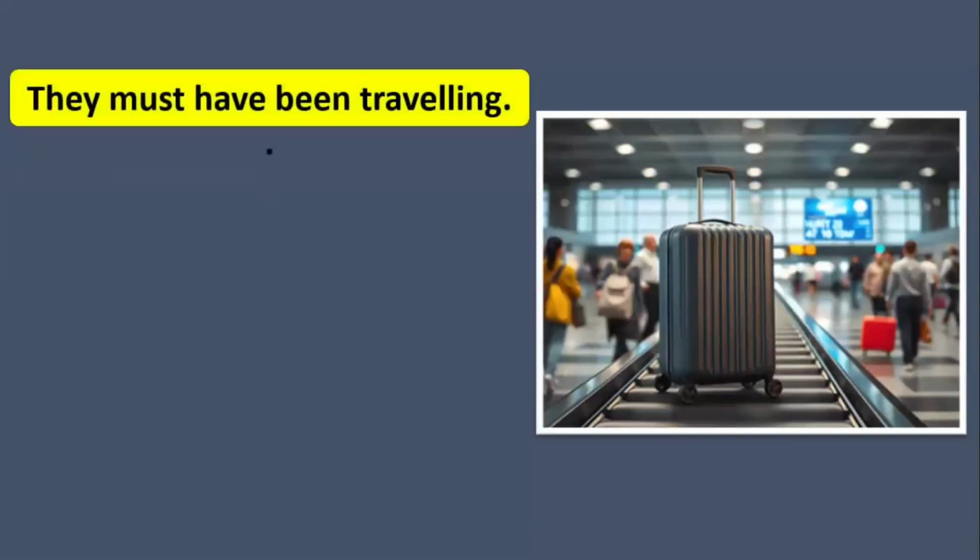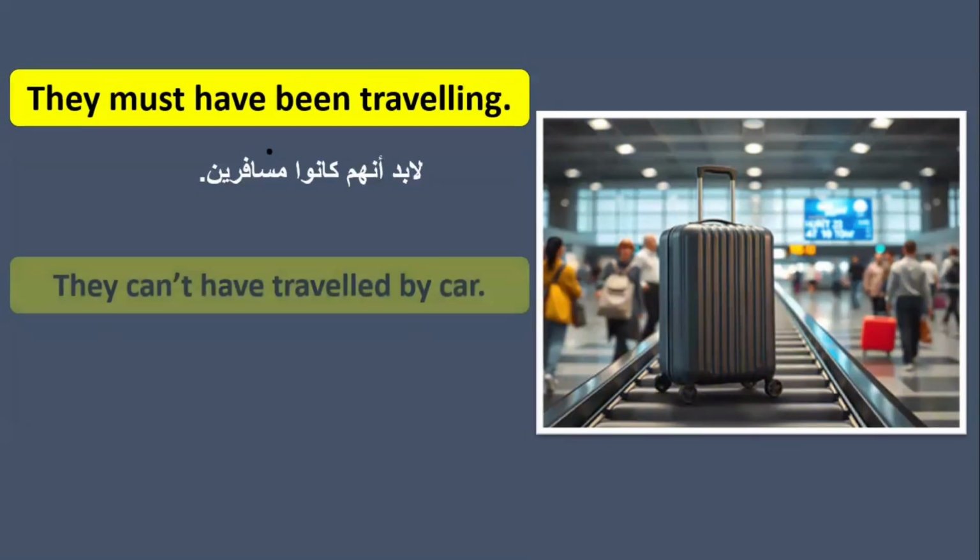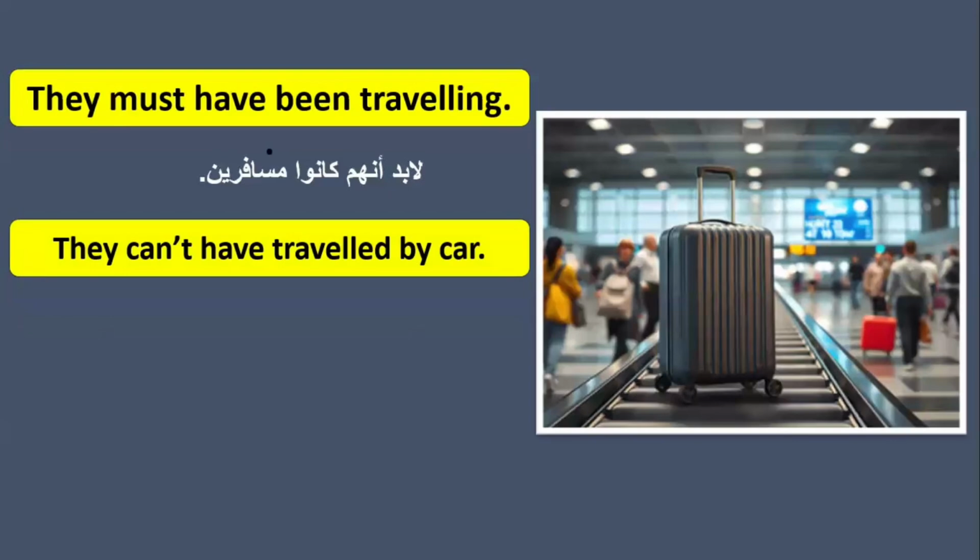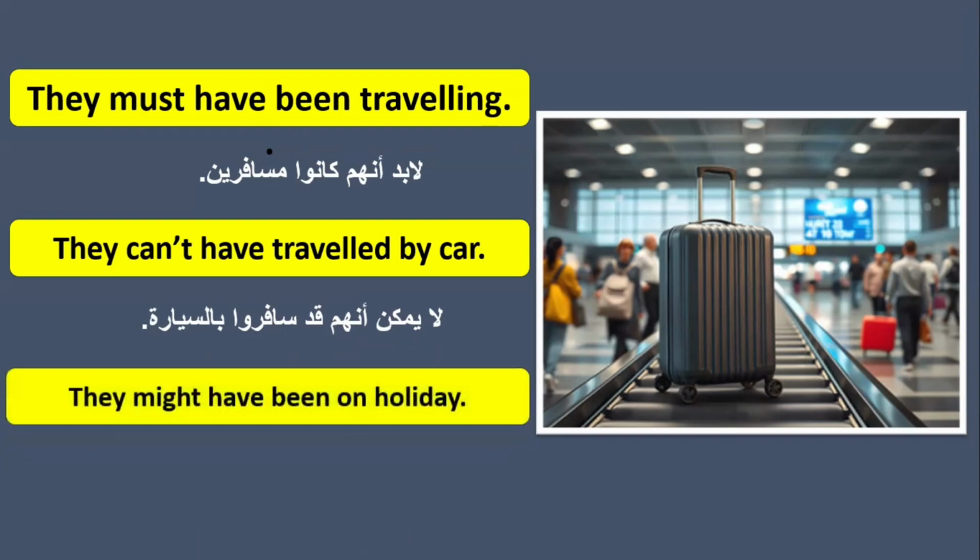Another one, they must have been traveling. لابد أنهم كانوا مسافرين because I can see the baggage in front of me. Okay. They can't have traveled by car because it seems this looks like an airport or a bus station or a train station or something. So لا يمكن أنهم قد سافروا بالسيارة. It's not possible. I'm sure about this fact. It's not possible. Okay. Or they might have been on holiday.